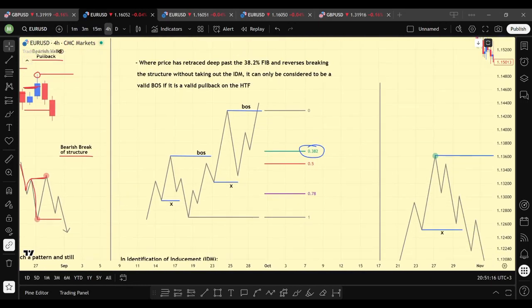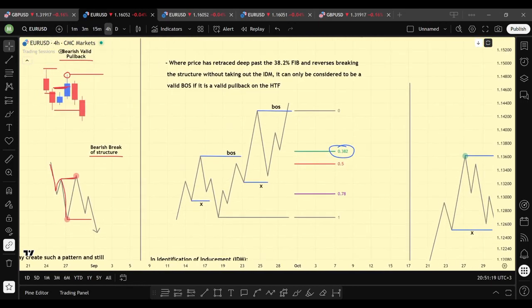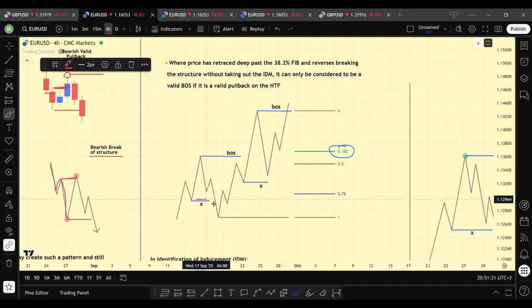Alright, so now let's get here where price has retraced deep past the 38.2 fib and reverses, breaking the structure without taking the inducement. Like I said, this here is the pattern where price takes a pullback and then breaks the structure. So this is the pattern that we usually use to confirm a valid break of structure.